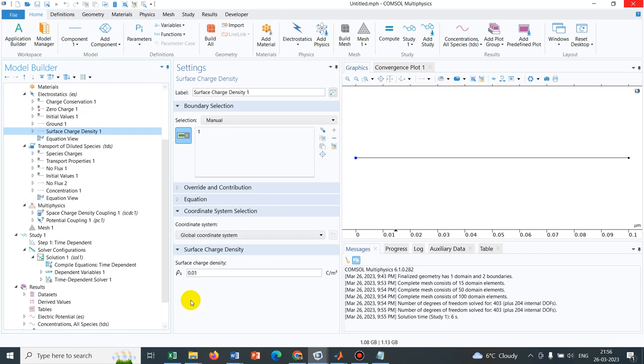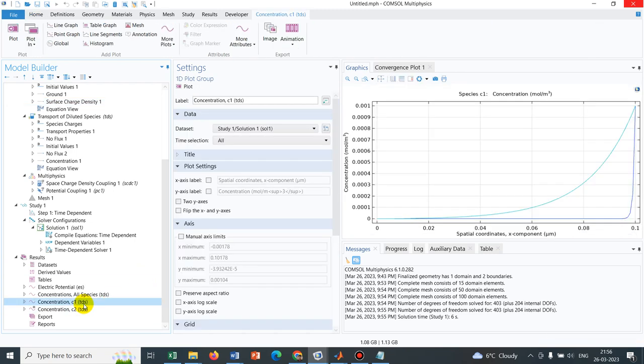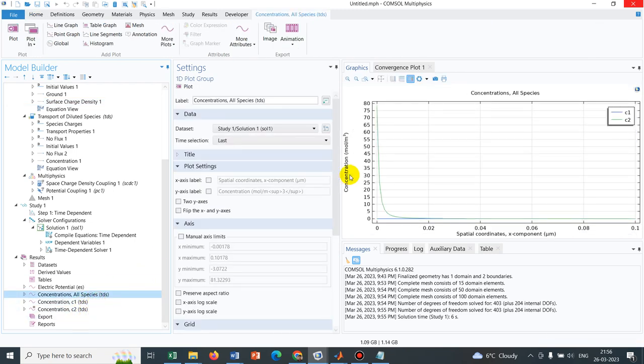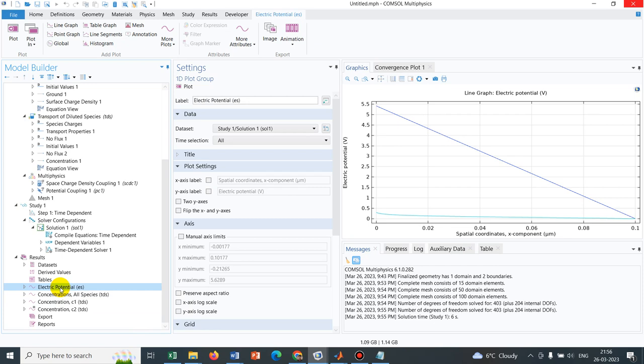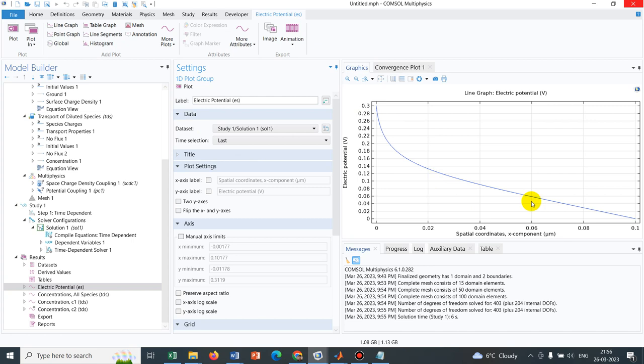But in the case of the negative ions, they will be attracted towards the electrode due to this transport under electric field, and that's why you have a higher concentration of C2. If you see, this has a higher concentration of C2 near the electrode. It has also solved for C1 and C2 separately, how exactly the concentration is distributed. Electric field potential looks like this. It has a higher value at the very beginning, and as you go away, it goes down and down and reaches zero.